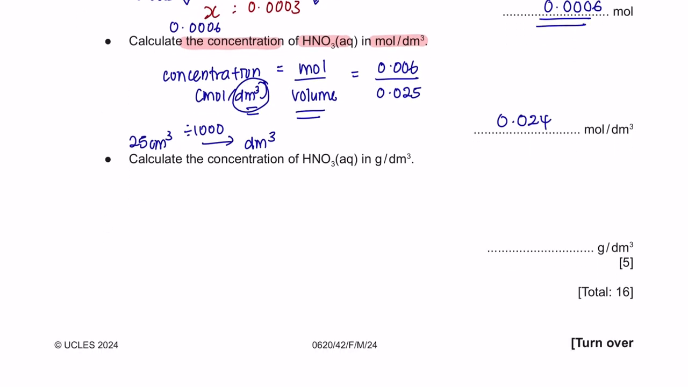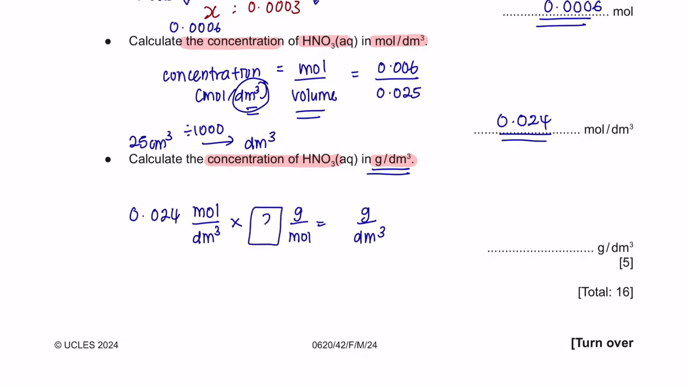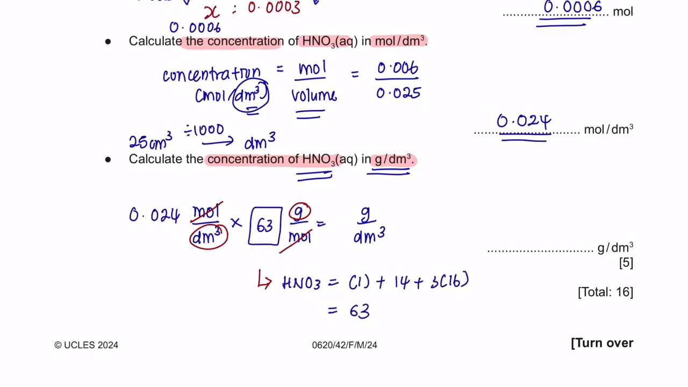And the last step, calculate the concentration of nitric acid but in grams dm³. So the same concentration, but we're looking to find it in gram dm³. So we need to do a unit conversion. To do that, we're going to have to multiply the molar mass of nitric acid. Because if we do unit conversion, as you can see, we will be left with grams per dm³. So the molar mass of nitric acid is 63. So 0.024 times 63, we will get 1.512 grams per dm³.